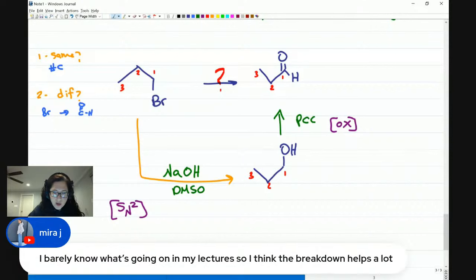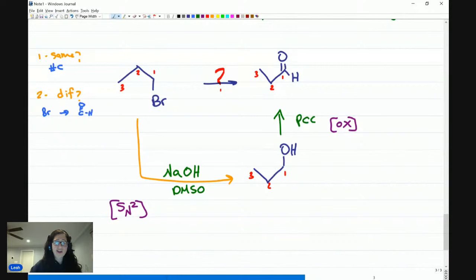I barely know what's going on in my lectures, so I think this breakdown helps a lot. Mira, unfortunately, a lot of professors, they don't like to teach. I think that's the problem. It's not that they don't know how, it's that they just don't care to, so they kind of show up, phone it in, I think is the expression. But I love this, so I'm so happy that you're giving me your time so that we can work on this together. And hopefully, regardless of what's going on in class, you understand it well enough to ace this material. And at the end of the day, that's all that counts.